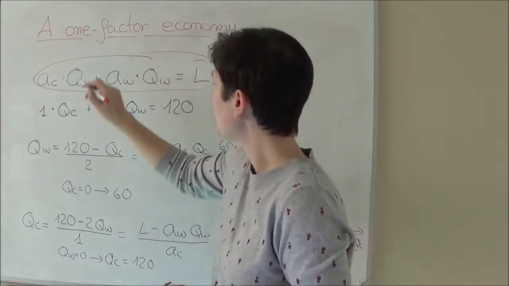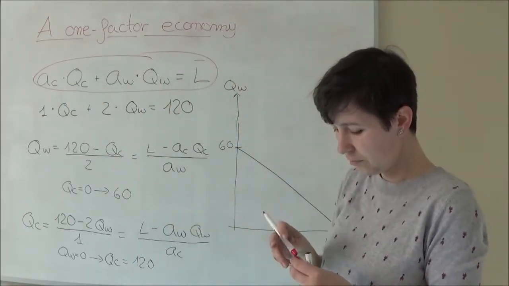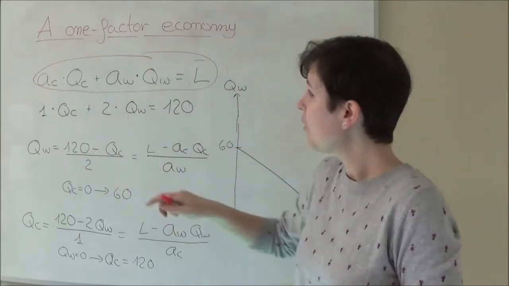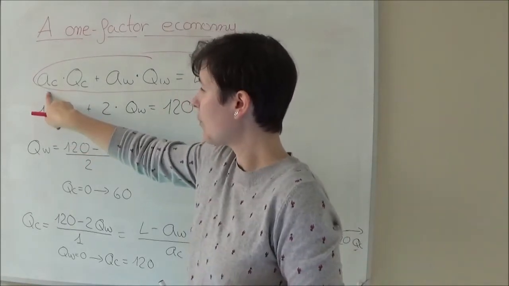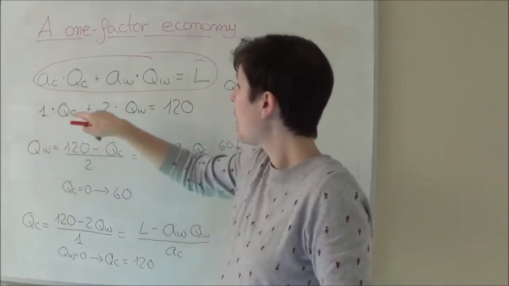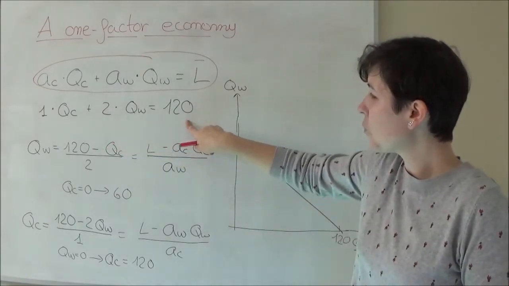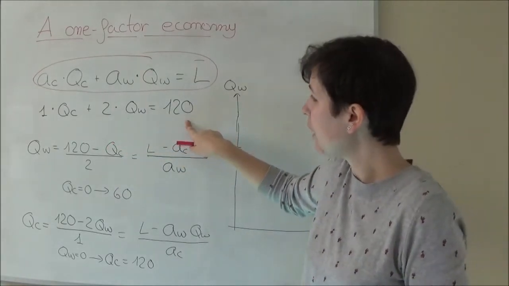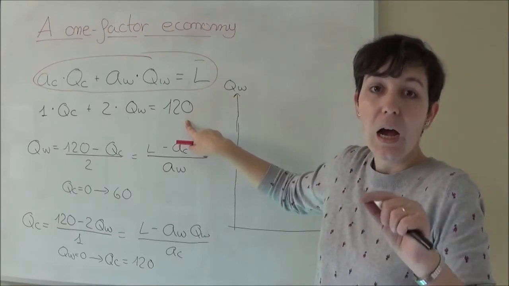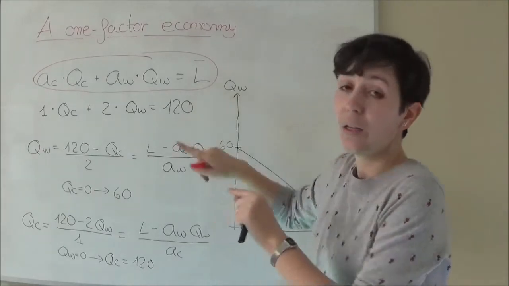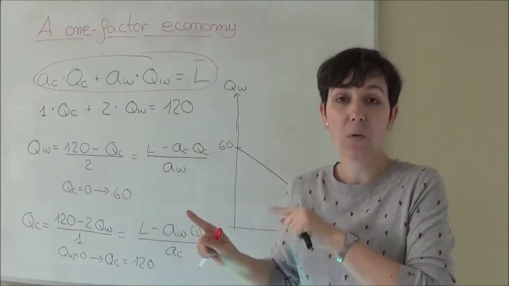Now, using our data, if I don't remember wrong, the unit labor requirement in the case of cheese was 1 and 2 for the case of wine, okay? And our labor was 120. That is the data that we have. This is the constraint and we want to draw that in our graph.